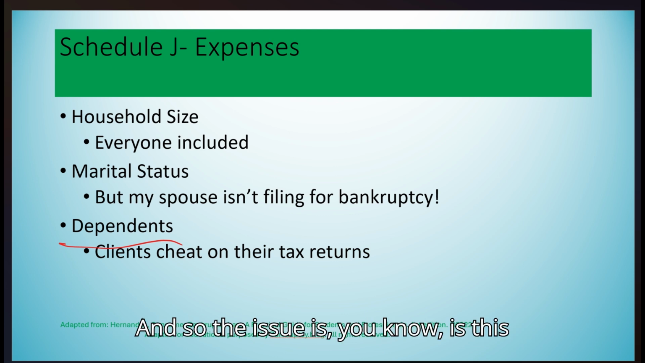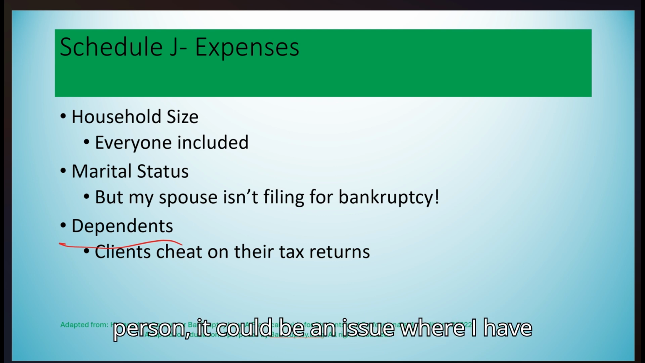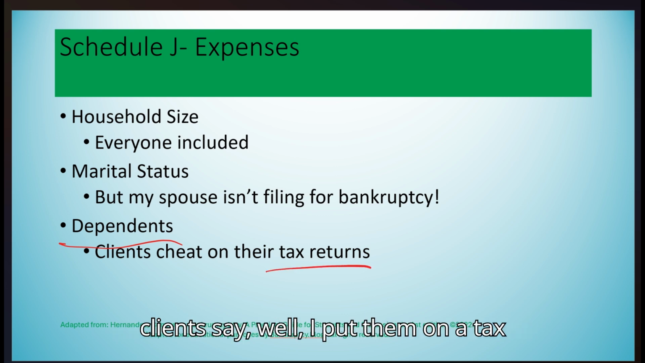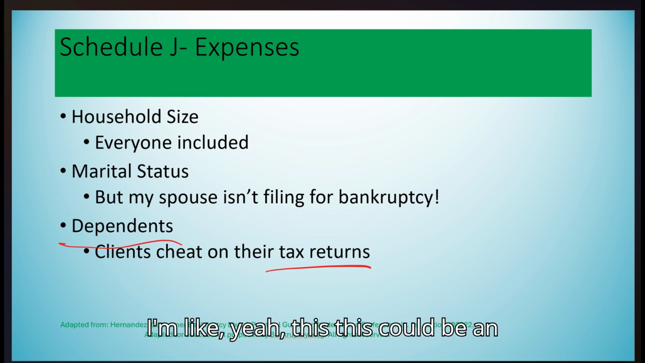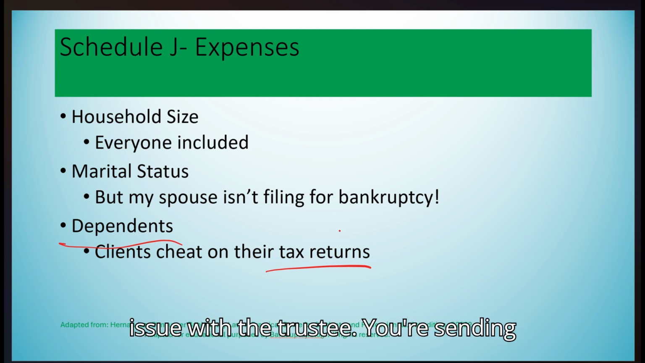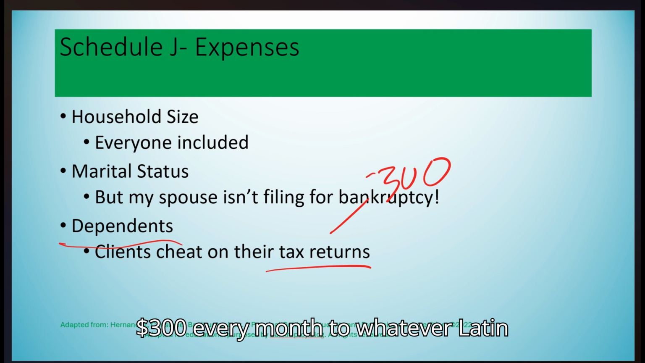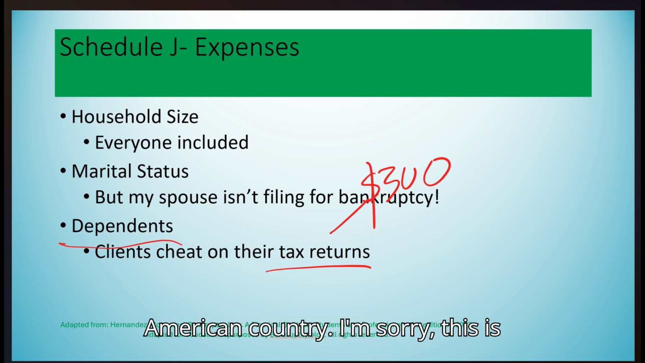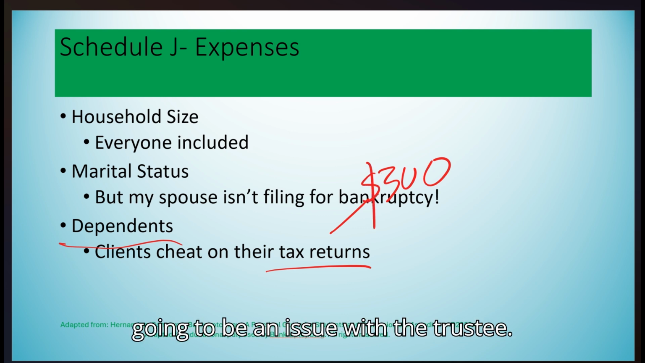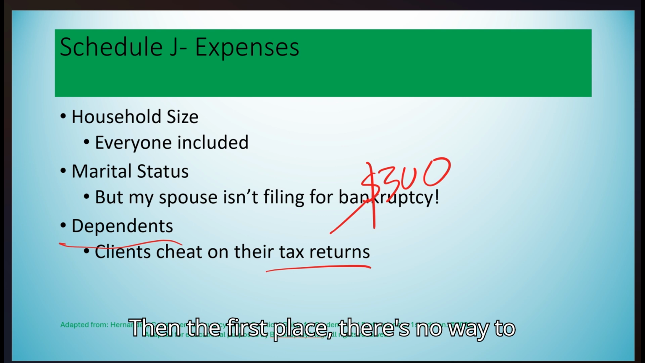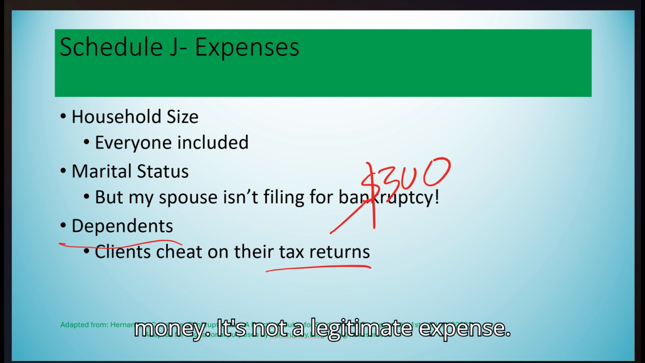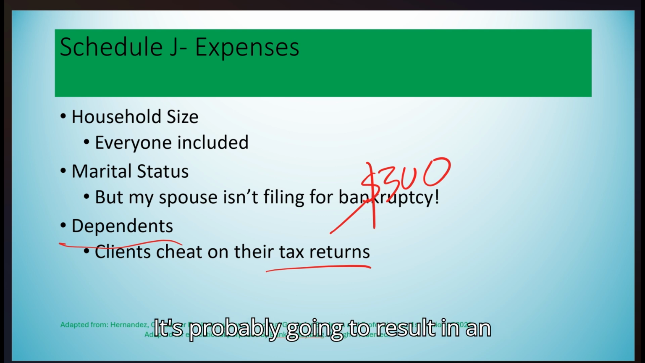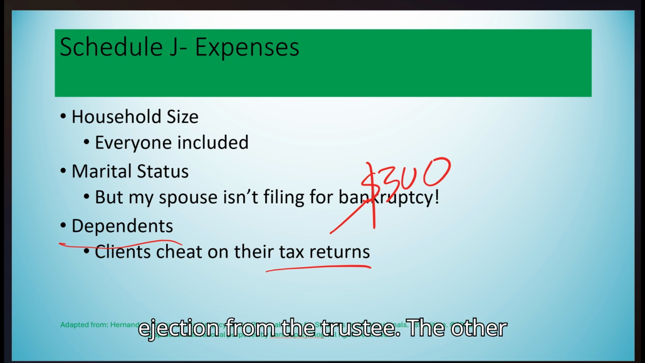And so the issue is, it could be an issue where I have clients say, well, I put them on the tax returns. I'm like, where's the money going? Money's going to another country. I'm like, yeah, this could be an issue with the trustee. You're sending $300 every month to whatever Latin American country. I'm sorry, this is going to be an issue with the trustee. In the first place, there's no way to prove that. And two, it's just too much money. It's not a legitimate expense. It's probably going to result in an objection from the trustee.